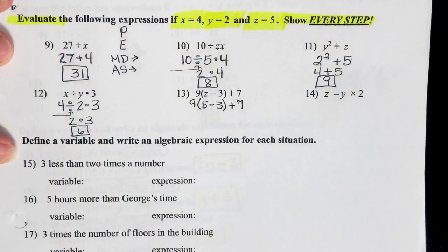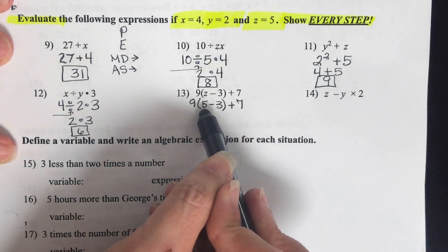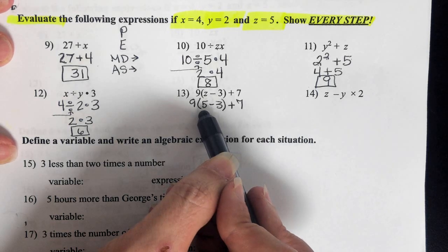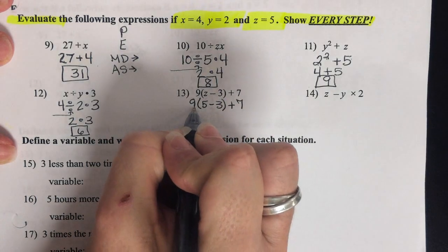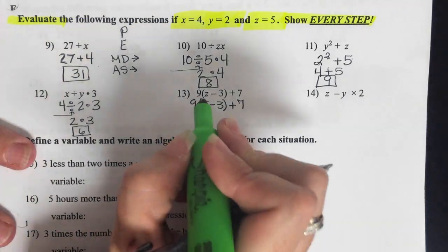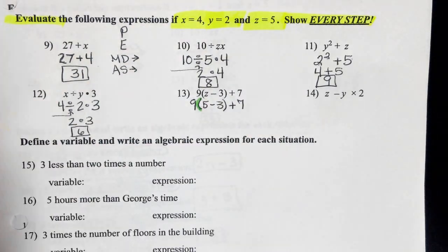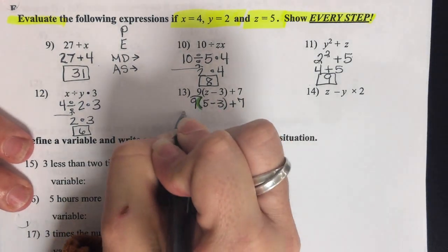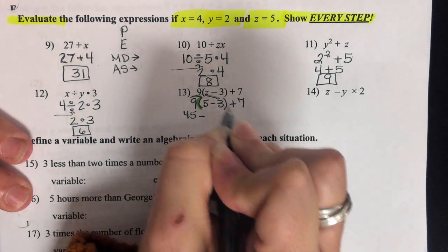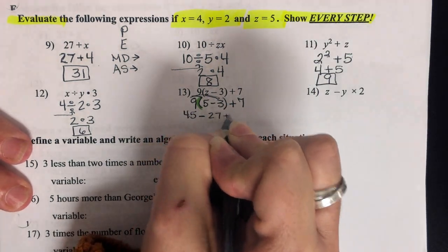Okay. Now, we've learned this 2 different ways. Honestly, for this, because the numbers are filled in, you could do order of operations. But right now, since we have been doing the distributive property, what I'm going to do is distribute this 9 out because it's up against that parenthesis. So, 9 times 5, 45, minus 9 times 3, 27, plus 7.